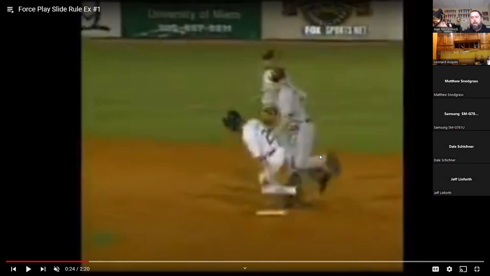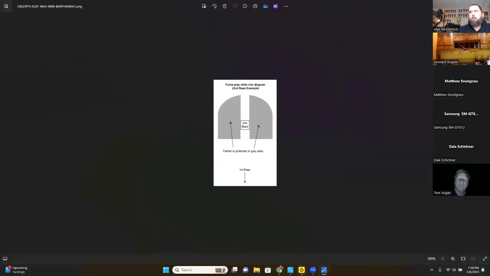So the contact has to happen before the base or on the base to be legal. If it happens anywhere else, it's illegal. So he's already got the force out. Would we also rule the batter out then too? Yes, that's the penalty. If there's a force play slide rule violation, the penalty is the runner is out and the batter runner is out. Alan, I posted one which might be better for high school.